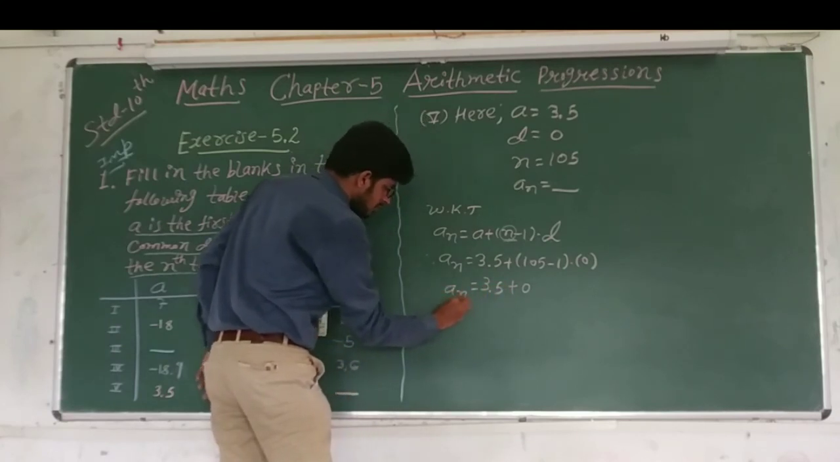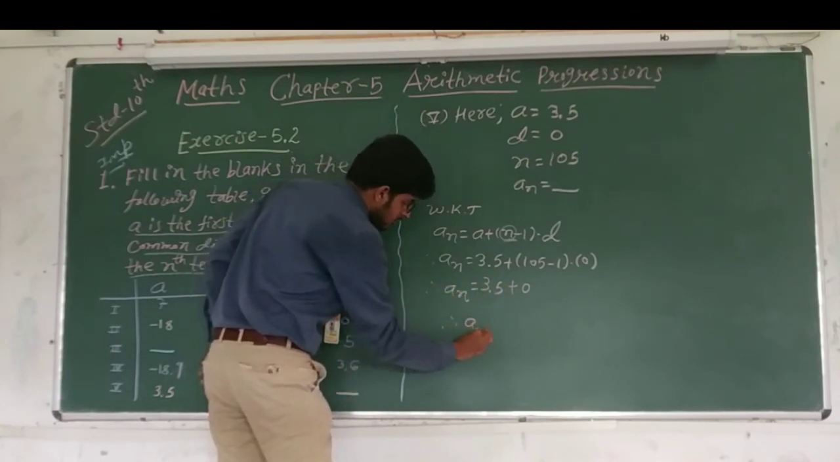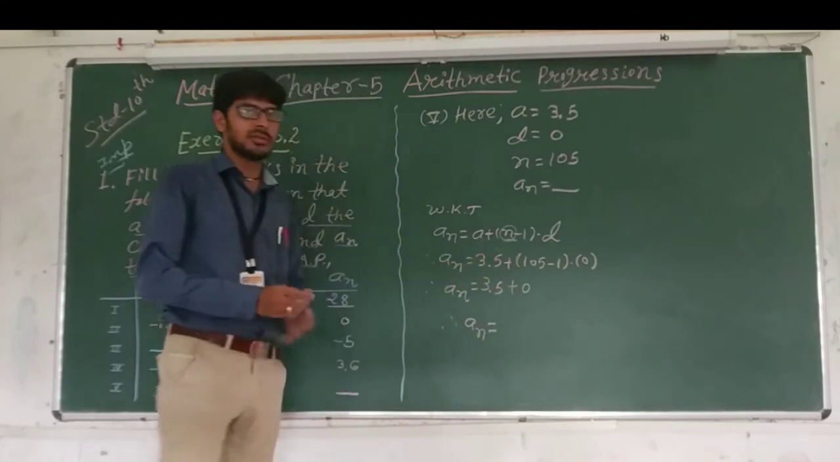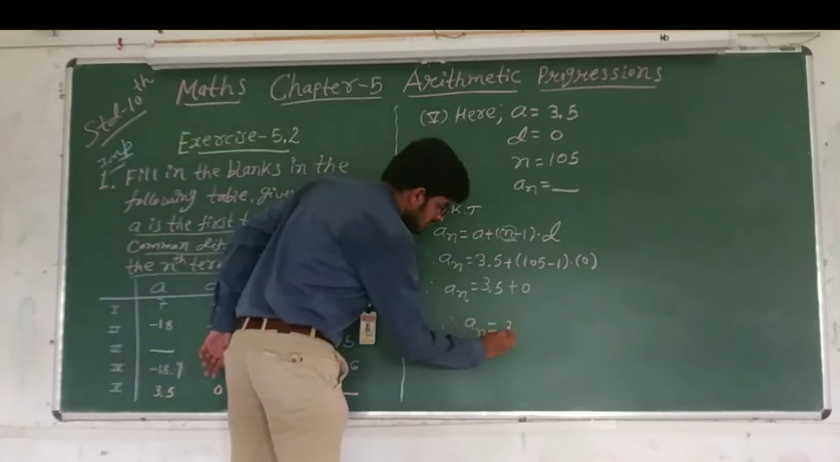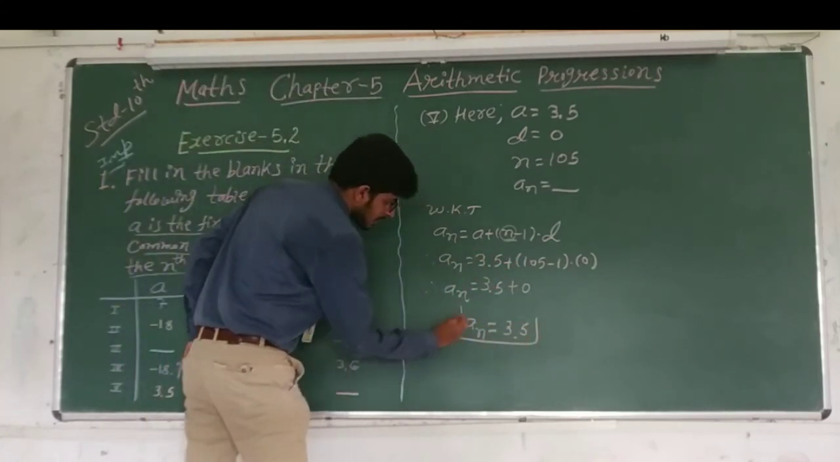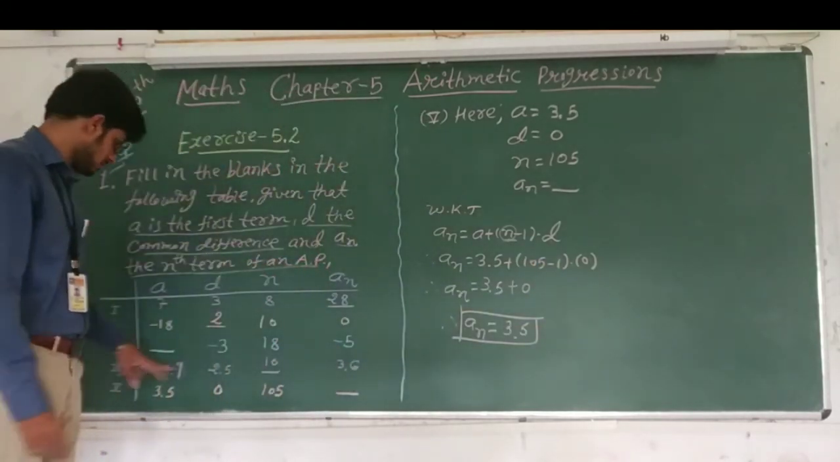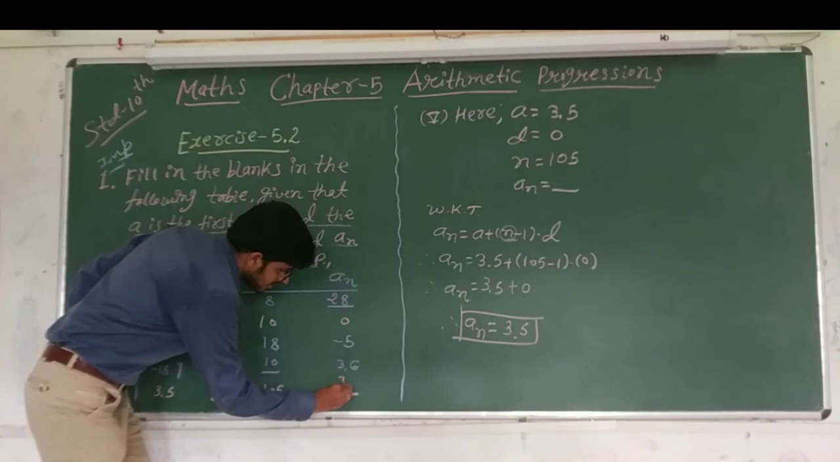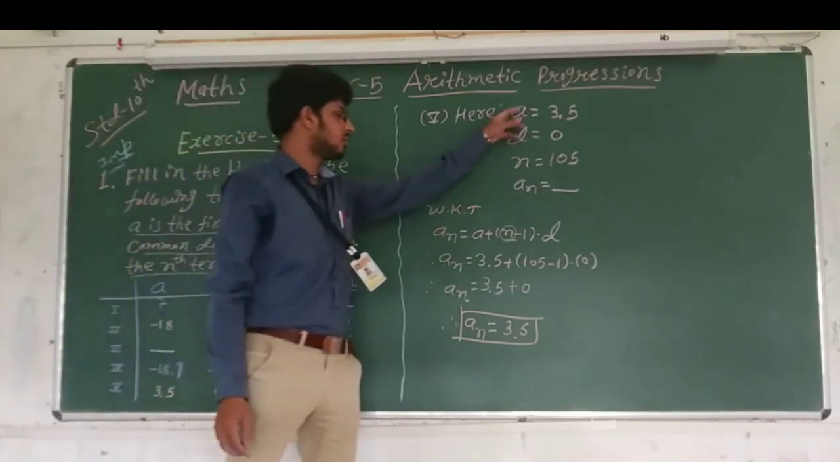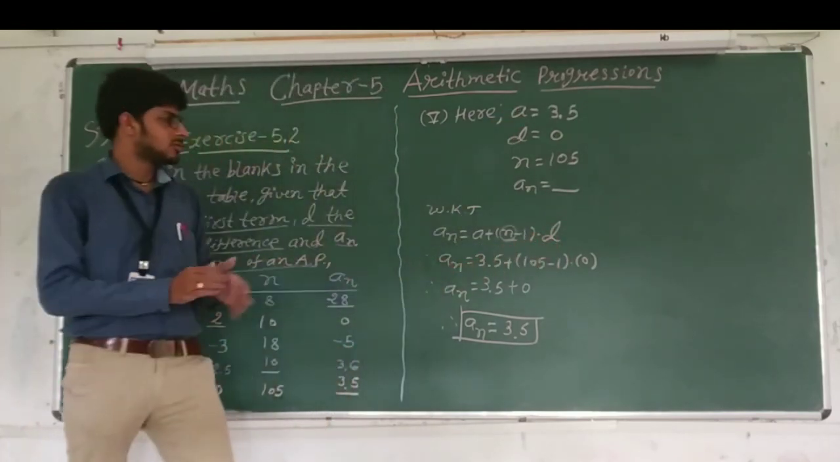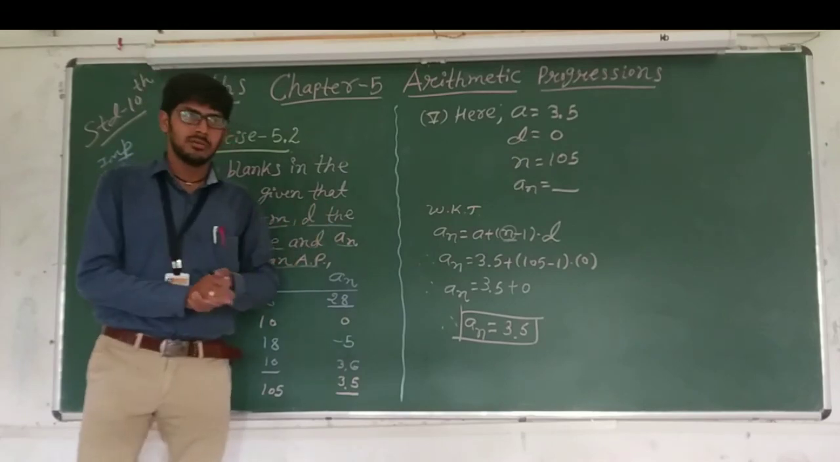So 0 plus 3.5 gives the value of an. So an is 3.5 plus 0. So the answer is 3.5. So the nth term of the AP is 3.5, the same as the first term, because the common difference is 0. Okay. So write down.